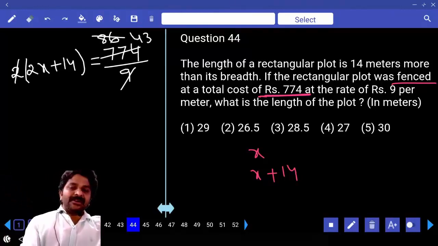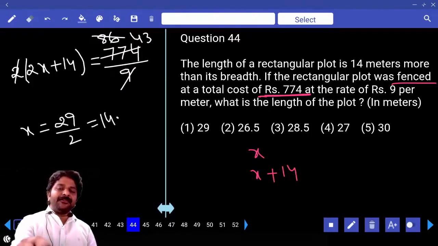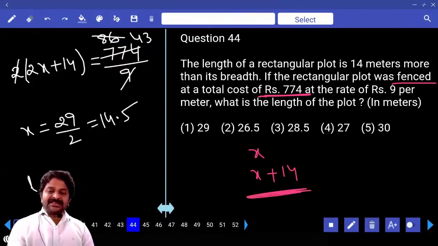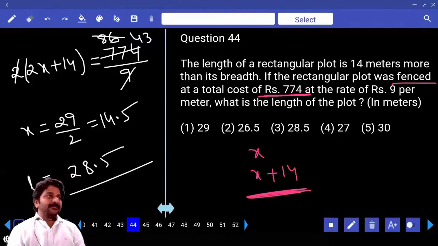2x plus 14 is equal to 43. 2x is equal to 29. X is equal to 29 by 2, which is equal to 14.5. This is breadth, right? Length is equal to 14 more than x, which is equal to 28.5. Third option.